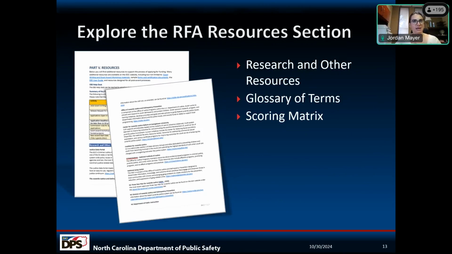Okay, and like Wayne said, there is a whole RFA resources section. This is going to include links to various resources that each of the funding sources uses, also a glossary of terms. So it'll give very frequently used terms across all the funding sources, so you can get an idea of what we are talking about when we use specific terms.